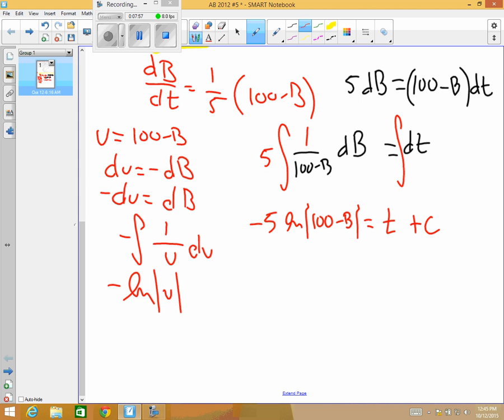We know this bird starts at 20 grams and keeps gaining weight up to a maximum of 100 grams, which means we can get rid of that absolute value sign. Natural log of 100 minus b, and I'm also going to move that negative 5 over to the other side. Negative t over 5 plus c. We could say c over 5, but that c over 5 is just a constant. I'm going to leave that just plus c.